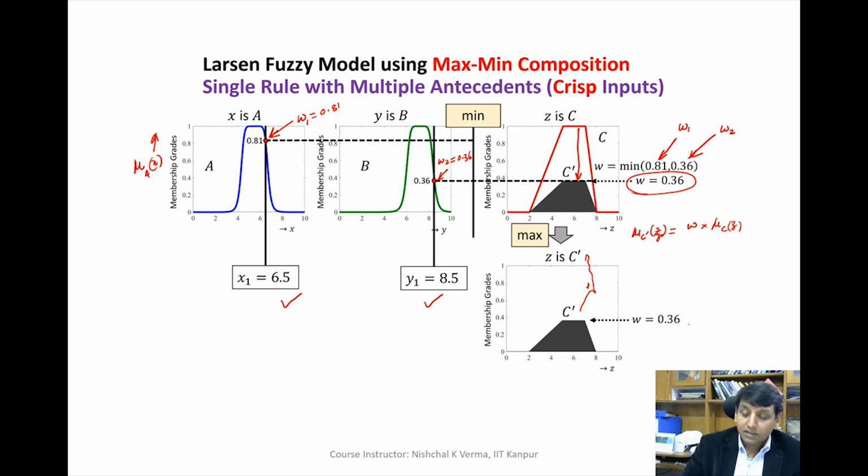So this way we'll get the output membership function. And here the output fuzzy set will be c dash, and this you can represent simply by mu c dash. And since we have only one rule, max is really not applicable here. Whatever outcome we are getting here will remain the same.